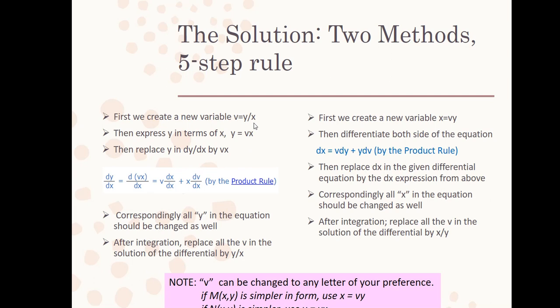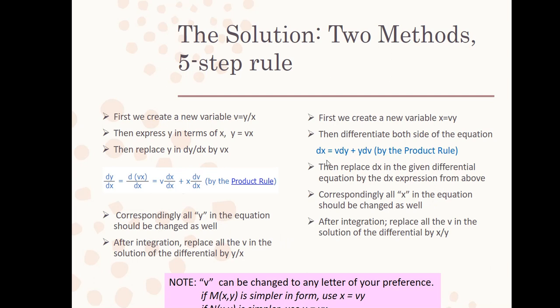The second method is quite the same with the first, only that we create an expression of x in terms of y. In here, it's v in terms of y over x. In here, it's x in terms of y. Again, we use the v variable. You will also have to change all the x in your differential equation by vy, just like what you have done here.